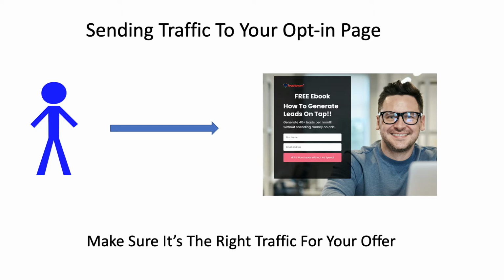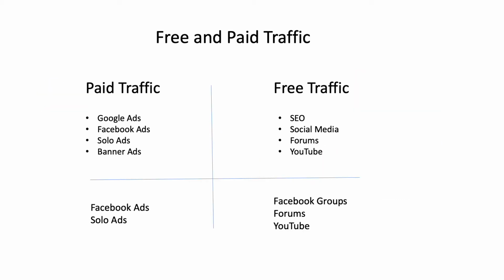So what I'd like to do is just go over some different free and paid traffic sources so you can get an idea of what you can use to start to build your list. Now this isn't an absolute list, but these are some of the most common traffic sources that people use. So paid traffic, we have Google ads, Facebook ads, solo ads and banner ads. And some of the free traffic options that you could use are SEO, search engine optimization, Facebook pages and groups, forums, and YouTube.